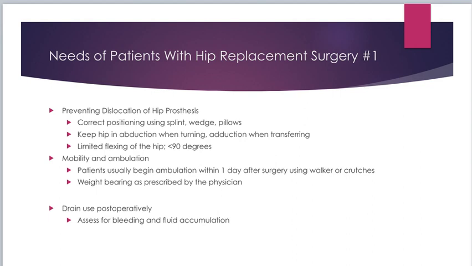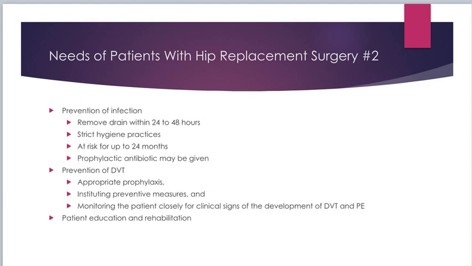Usually they're going to be post-op day 1 up walking, and we're going to assess any drains that are left in place for bleeding and fluid accumulation, and that's usually discontinued as quickly as possible post-surgically. We also want to prevent infection, so good hand hygiene, and these people are at risk for infection for up to 24 months. So if a patient has had a recent hip surgery and they come in with non-specific fever, malaise, we've got to think, could it be the hip that's the problem?